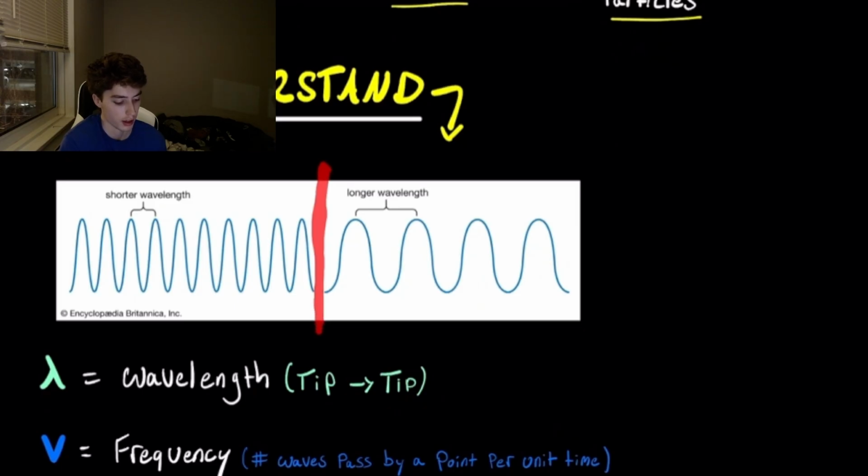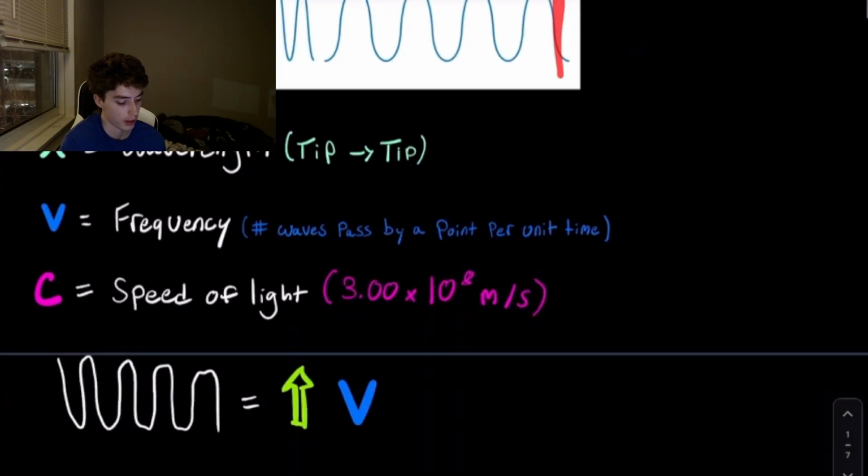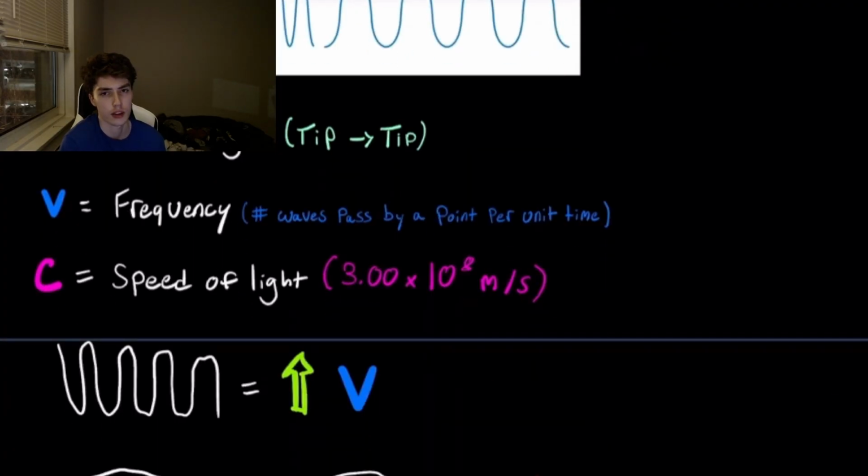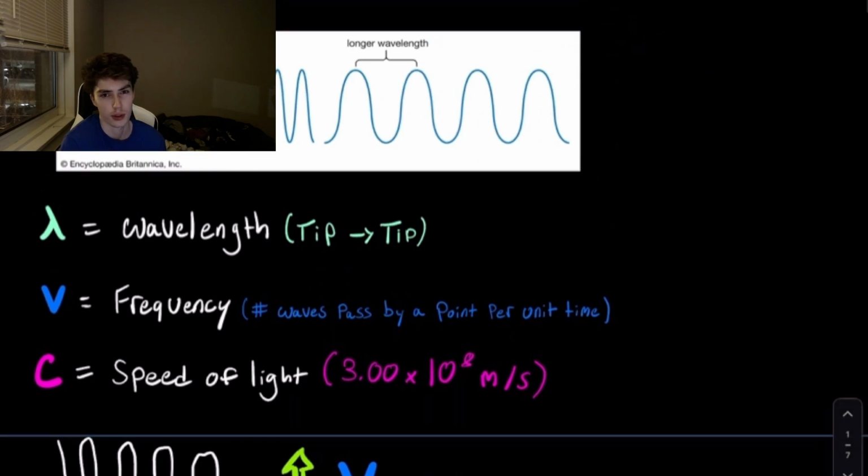A shorter wavelength is going to have a higher frequency than a longer wavelength because there's 1, 2, 3, 4, 5, 6, 7, 8, 9, 10 of these wavelengths passing through this red threshold as opposed to this longer wavelength, right? So shorter wavelengths have a higher frequency. It's kind of inverse, right, when you think about it.